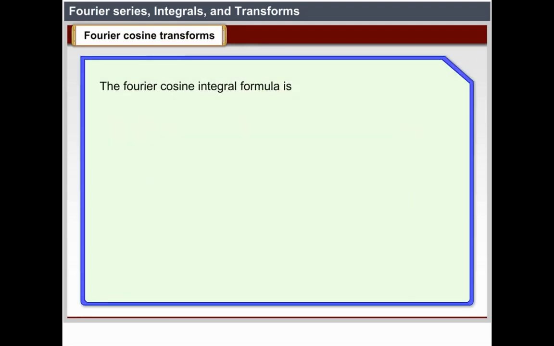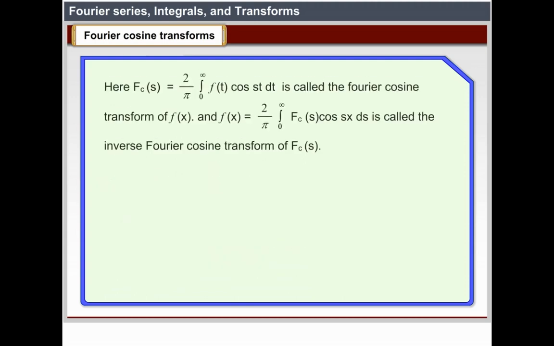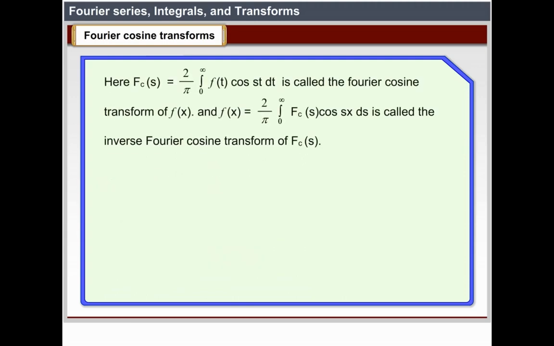The Fourier cosine integral formula is f of x equal to 2 by pi integral 0 to infinity cos sx into ds integral 0 to infinity f of t into cos st into dt. Denote capital Fc of s equal to integral 0 to infinity f of t into cos st into dt. Then f of x equal to 2 by pi integral 0 to infinity capital Fc of s cos sx into ds.